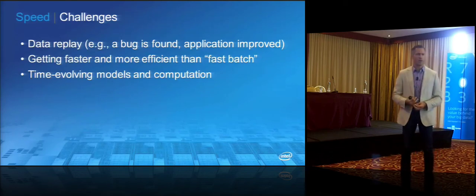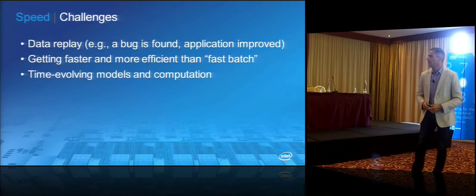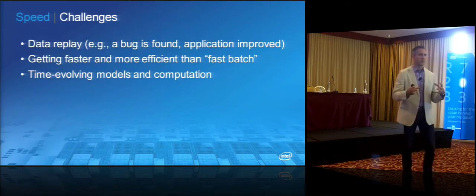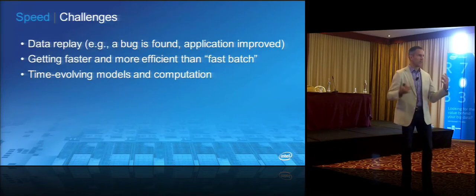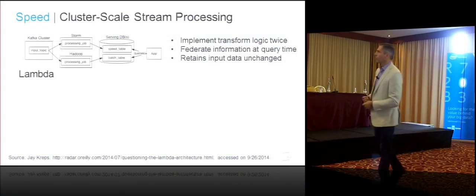how do we do this in a better way than just speeding up batch processing? I mean, is there something more elegant we can do? And then, of course, the models we build are going to evolve over time, and there's some merging we have to do between what we know and what's coming in now. And so these are all big challenges. Now, there's some work going on in this.